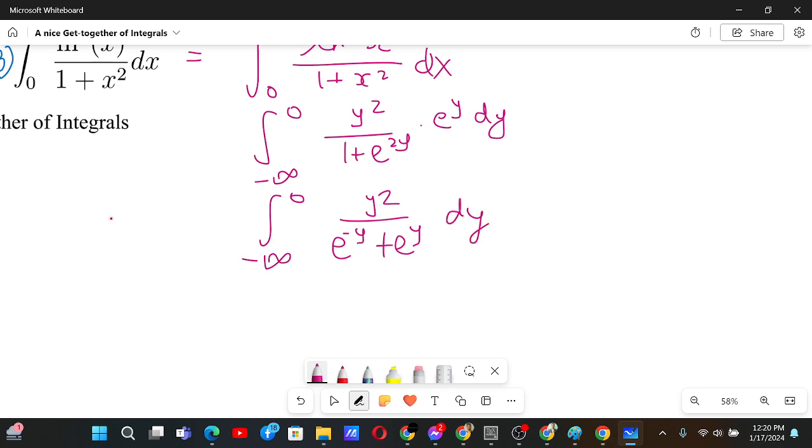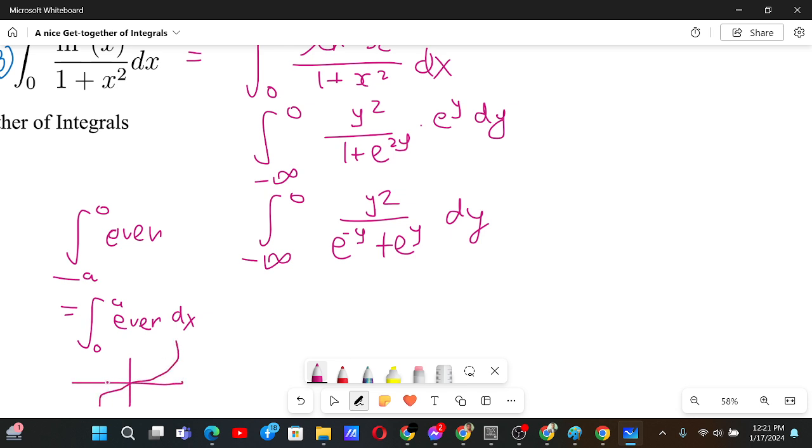So for an even function, if it's going from minus a to 0 of some even function, this will also be equal to, we can just change this to the other domain from 0 to a. We can do that because if it's an even function, it's something like this. So this area and this area are equal. It's from 0 to a, and this is from minus a to 0. So we can actually make it the integral from 0 to infinity of y square by e to the power minus y plus e to the power y dy.